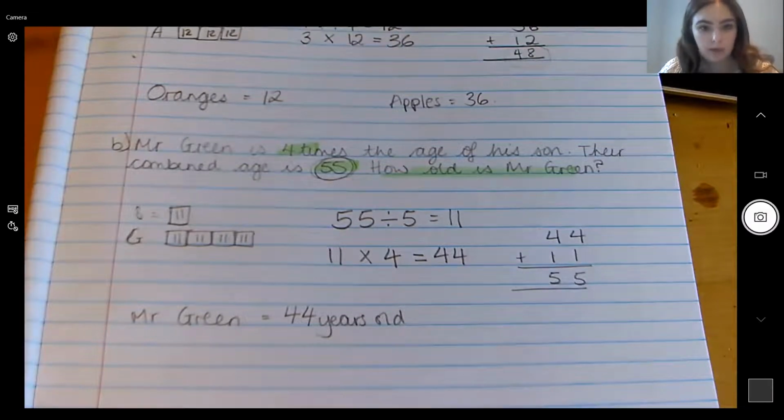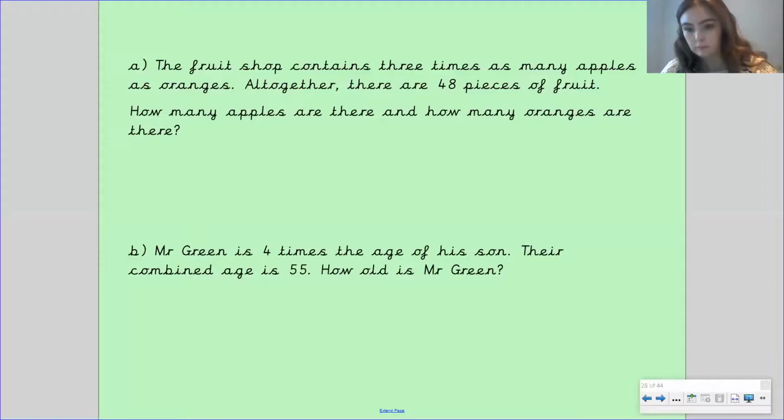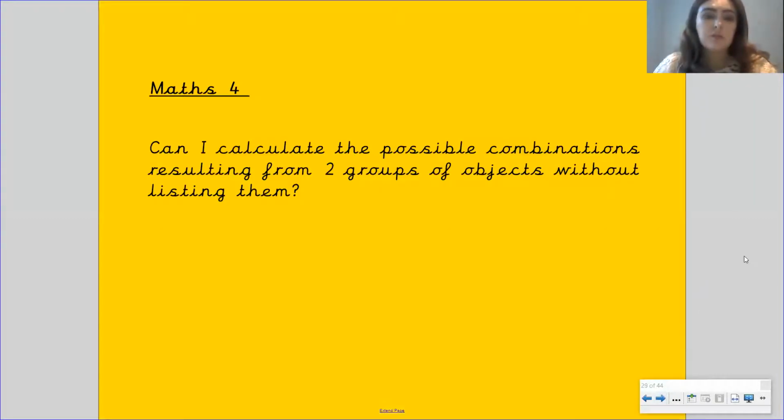Okay, let's go back to our lesson for today. So our learning objective for this lesson is, can I calculate the possible combinations resulting from two groups of objects without listing them? So in last lesson, we listed the objects and we're going to try and do it without listing them.